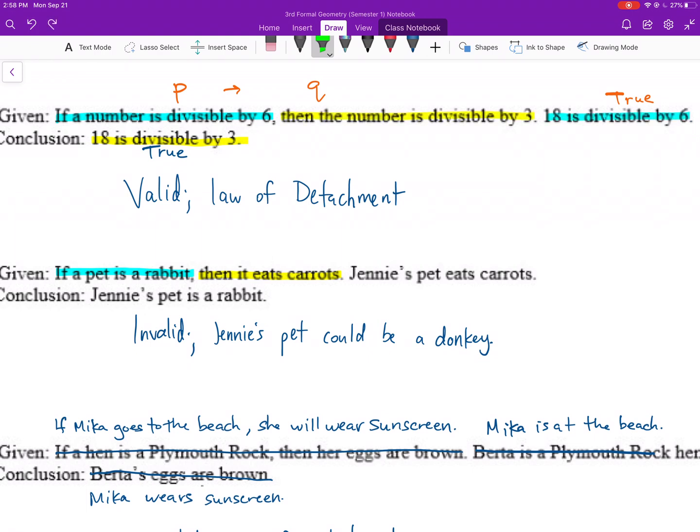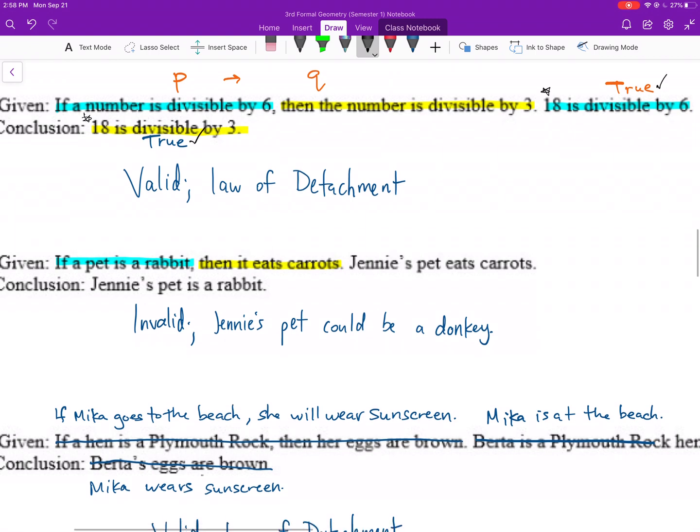18 is divisible by 6. Okay, and I can conclude that 18 is also divisible by 3. 18 is divisible by 6, that's true. And I can conclude that 18 is also divisible by 3. And from that, I would use the law of detachment.